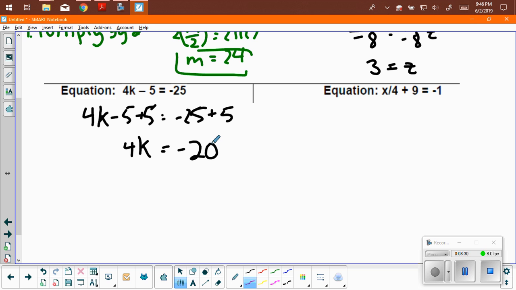Divide both sides by 4. 4k divided by 4 equals negative 20 divided by 4. K equals negative 5.